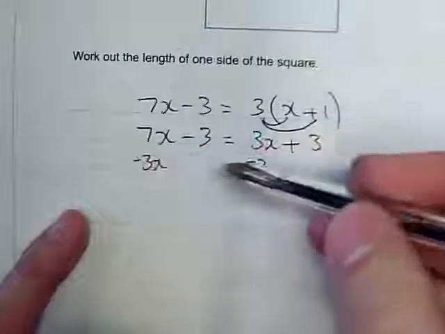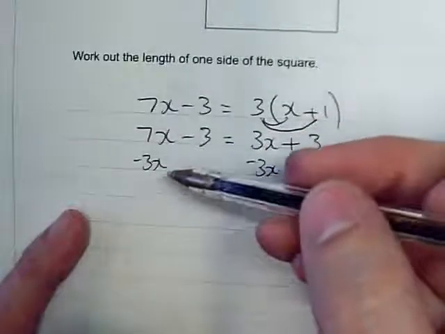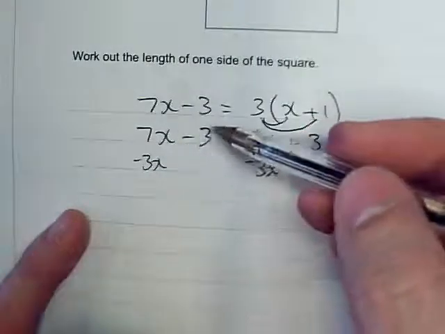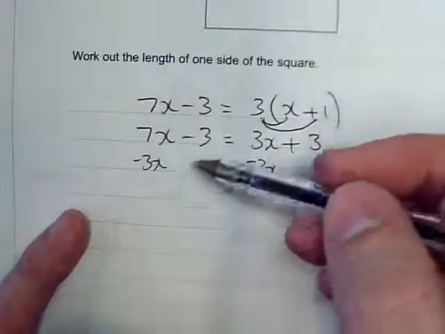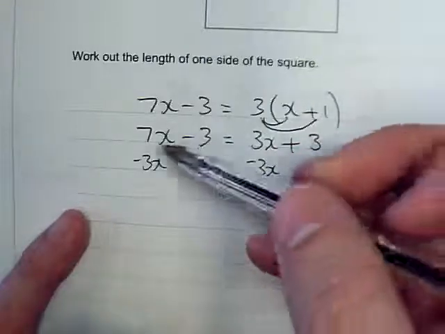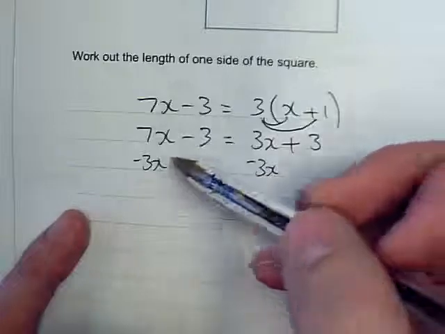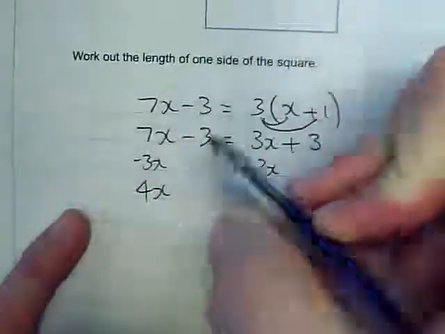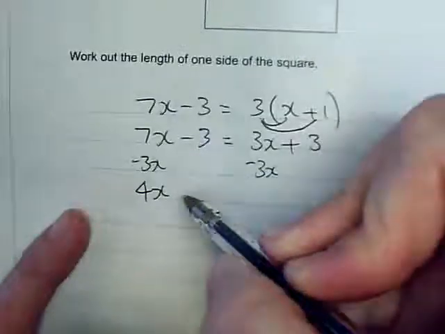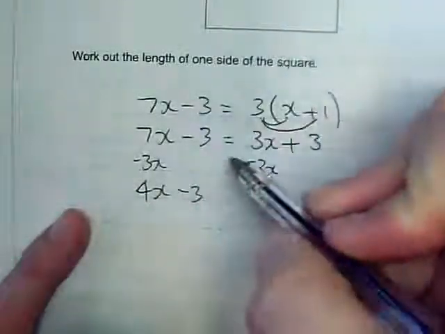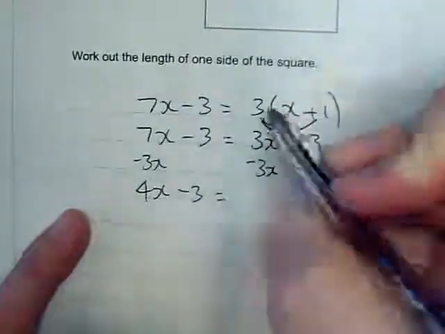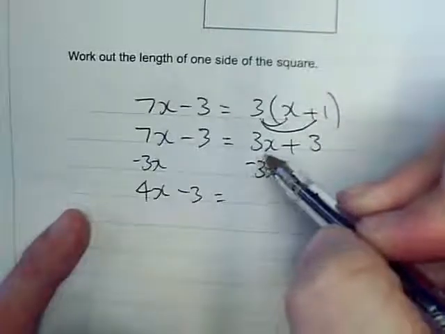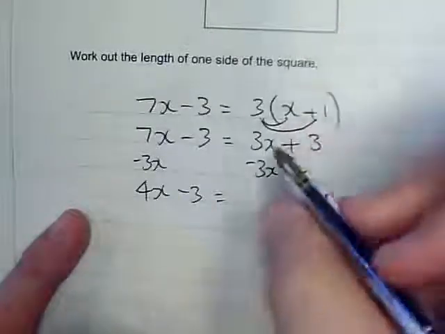Notice how I'm writing this straight underneath the x's. That just makes it easier, so I don't do silly mistakes like minus 3 take away 3x is nothing, or I might get confused. So if you write underneath the x's, then you're less likely to go wrong. So 7x minus 3x is 4x. Copy what you have next, so minus 3. Copy the next bit, equals. This bit is now disappeared because that makes 0, and it equals plus 3.